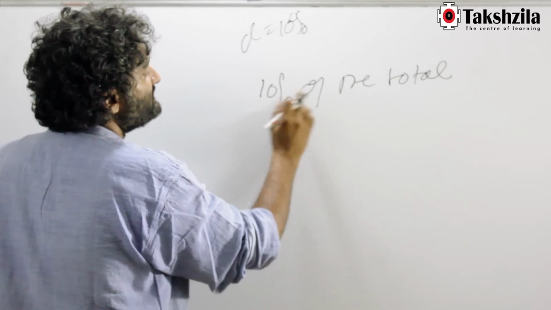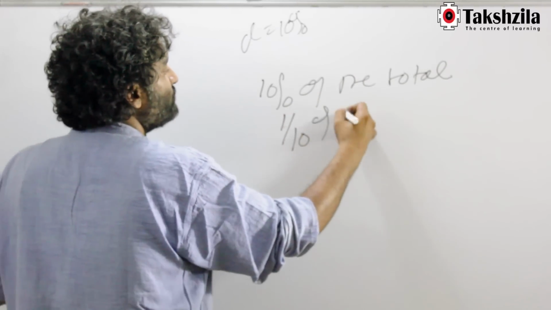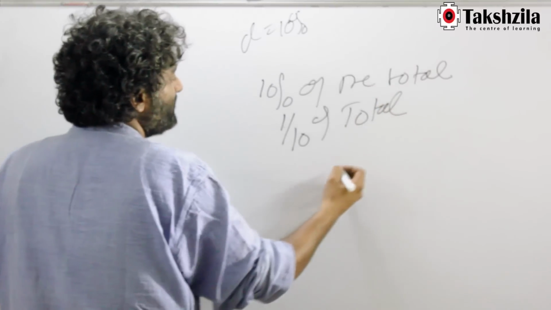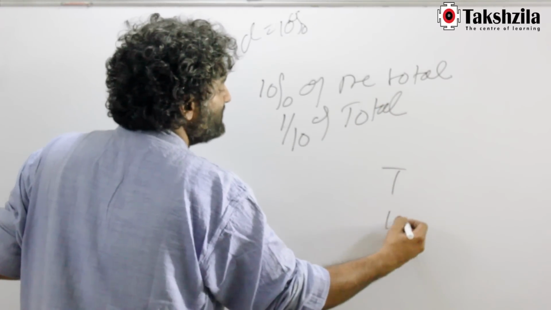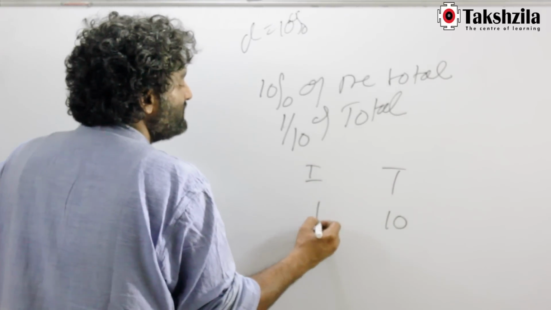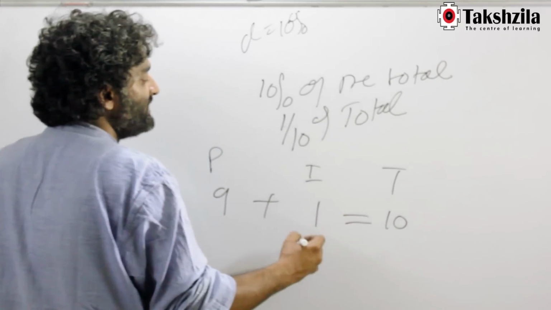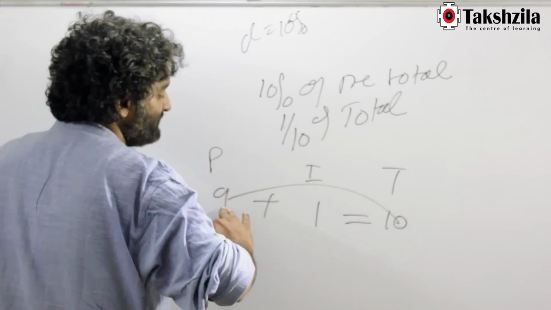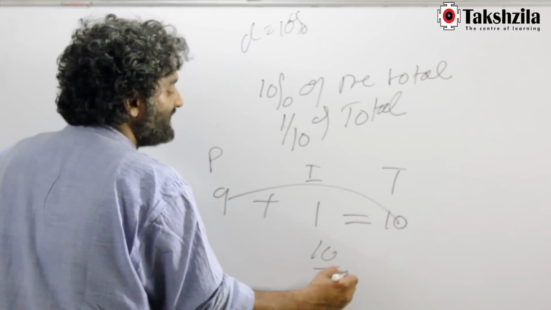This impurity is 10% of the total, means 1/10 of total. Okay, that means if the total is 10, impurity would be 1. That means pure stuff would be 9. So 9 plus 1, you're getting to 10. So the markup, what is 9 is being shown as 10. So there is a markup of 10 by 9.